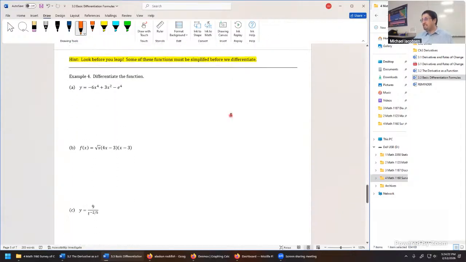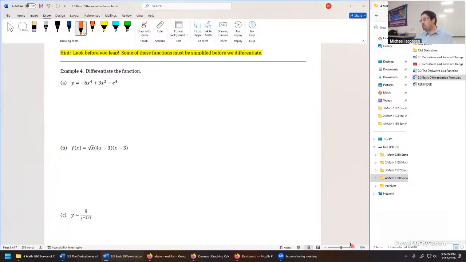I gave a big hint, and this hint carries over to the problems you're going to see in WebAssign. This is always a great hint: look before you leap. Some of the problems can be a lot harder than you might expect. But if you do some algebra, simplify it a little bit first, they go quite a bit faster. Let's look at these one at a time and practice these as we go.